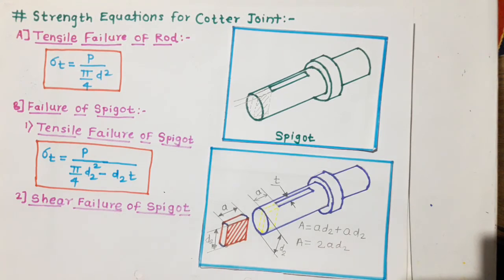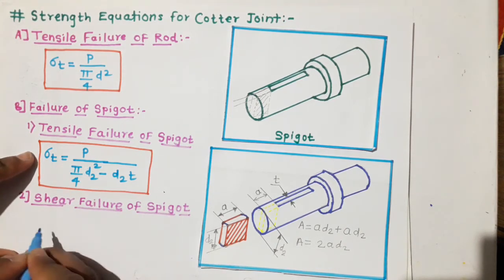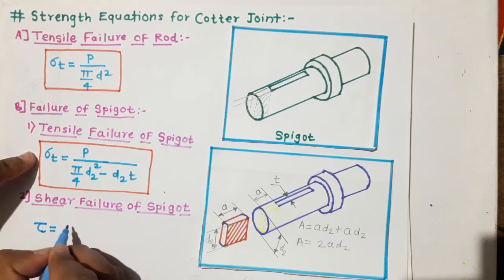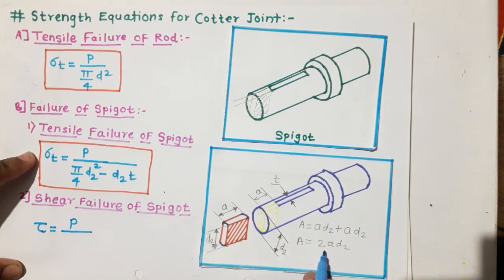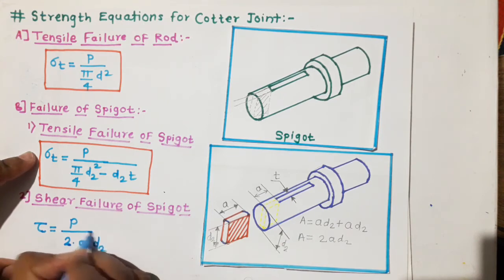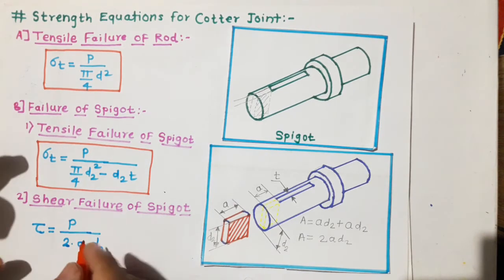Now with the help of this area we can write the shear stress equation for the spigot. Shear stress is denoted by tau, which is equal to force upon area. Force applied on spigot is again the same, that is P, and now the area is twice a into d2. So this is the equation of shear stress induced in the spigot.